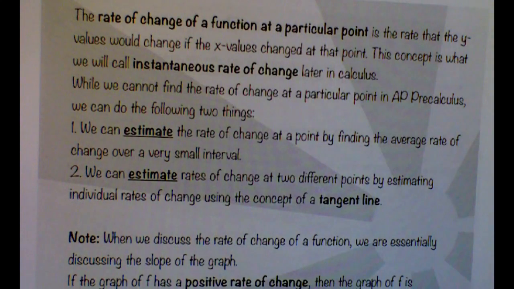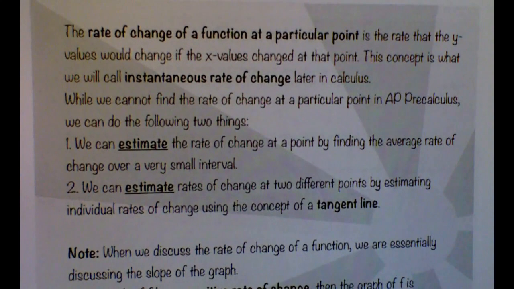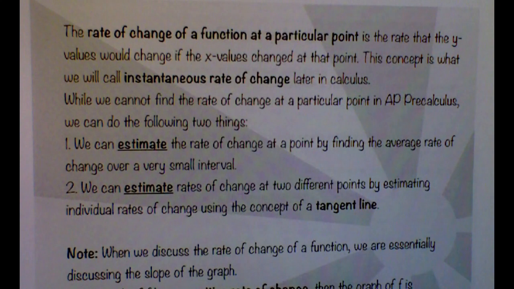So the rate of change of a function at a particular point is the rate that the y values would change if the x values changed at that point. This concept is what we call instantaneous rate of change later in calculus. While we cannot find the rate of change at a particular point in AP Precalculus, we can do the following two things. One, we can estimate the rate of change at a point by finding the average rate of change over a very small interval. And two, we can estimate rates of change at two different points by estimating individual rates of change using the concept of a tangent line. Remember, a tangent line is a line that only touches our curve in exactly one place.